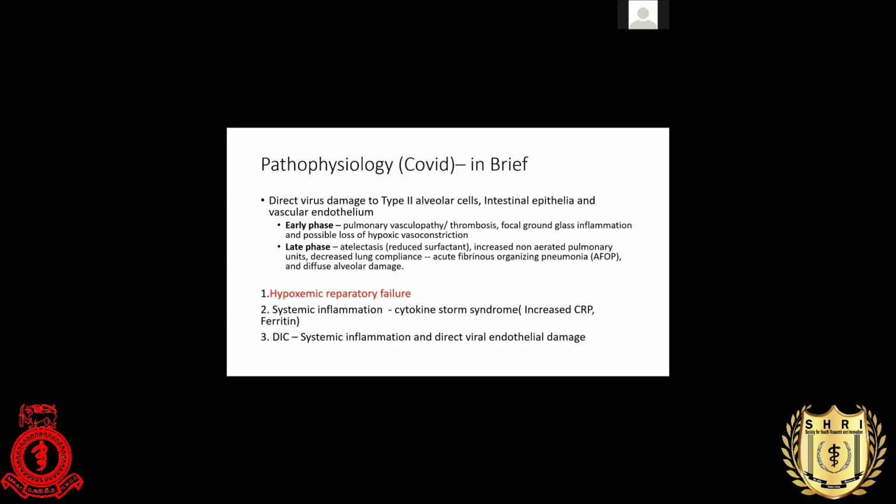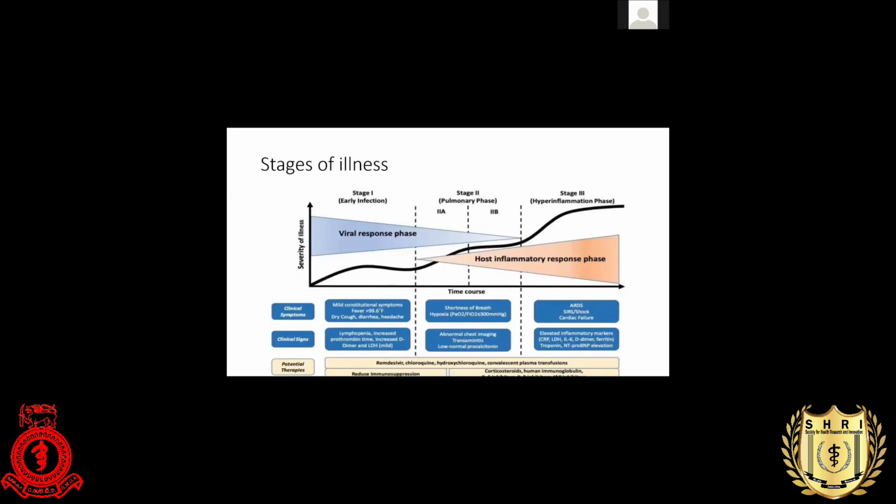This will provoke systemic inflammation and direct viral epithelial damage. This is the natural history, and in stage 2 the pulmonary changes occur. At this stage, the patient can present with shortness of breath and or hypoxia. When you go to the final stage, you can see a widespread inflammatory response, and the patient will end up with ARDS and SIRS, or shock.